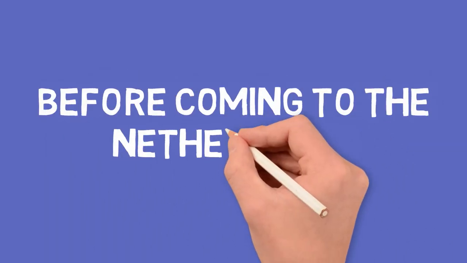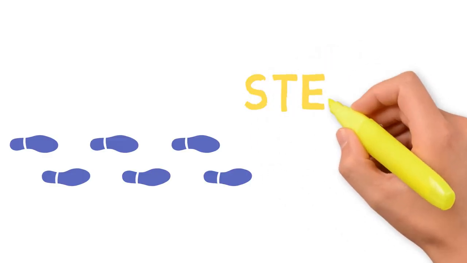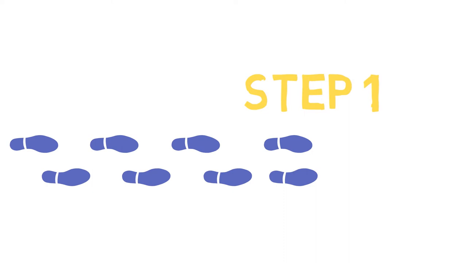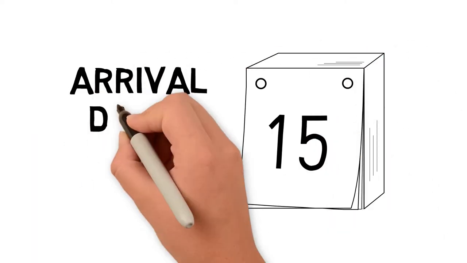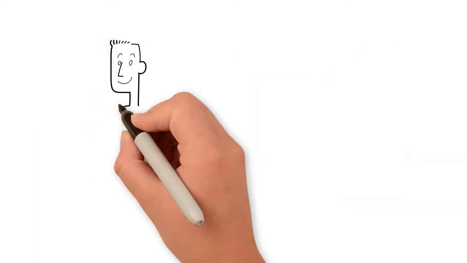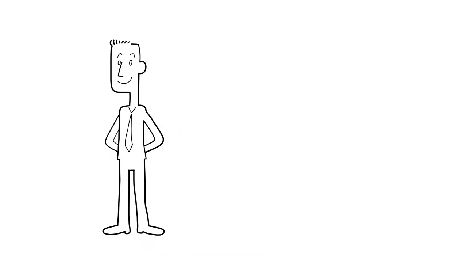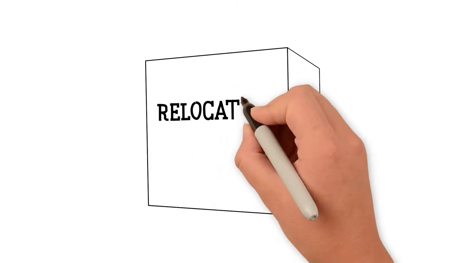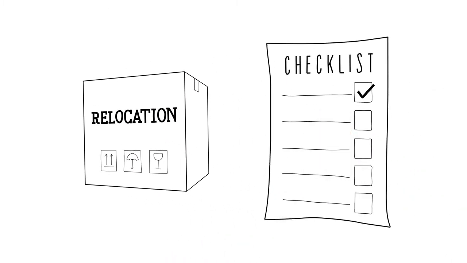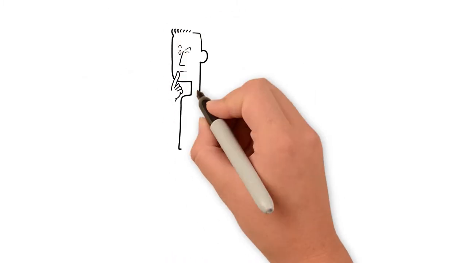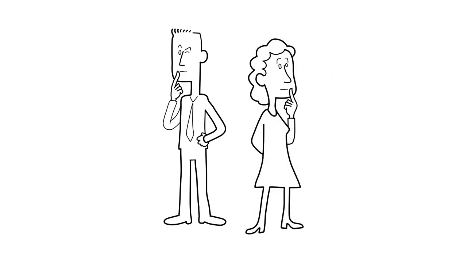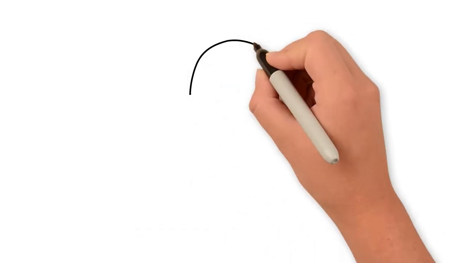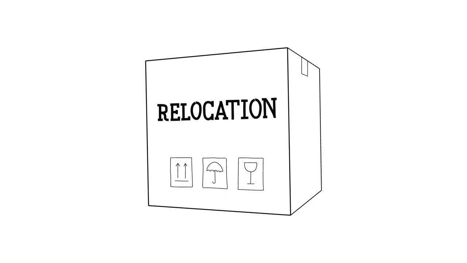Before coming to the Netherlands, step 1. Inform HR about your arrival date in the Netherlands. Let us know if you are coming alone or with your family. You will receive an information package and a to-do checklist from us shortly. You may already have a lot of questions about this email and video, but rest assured, your questions will be answered in the information package you receive.